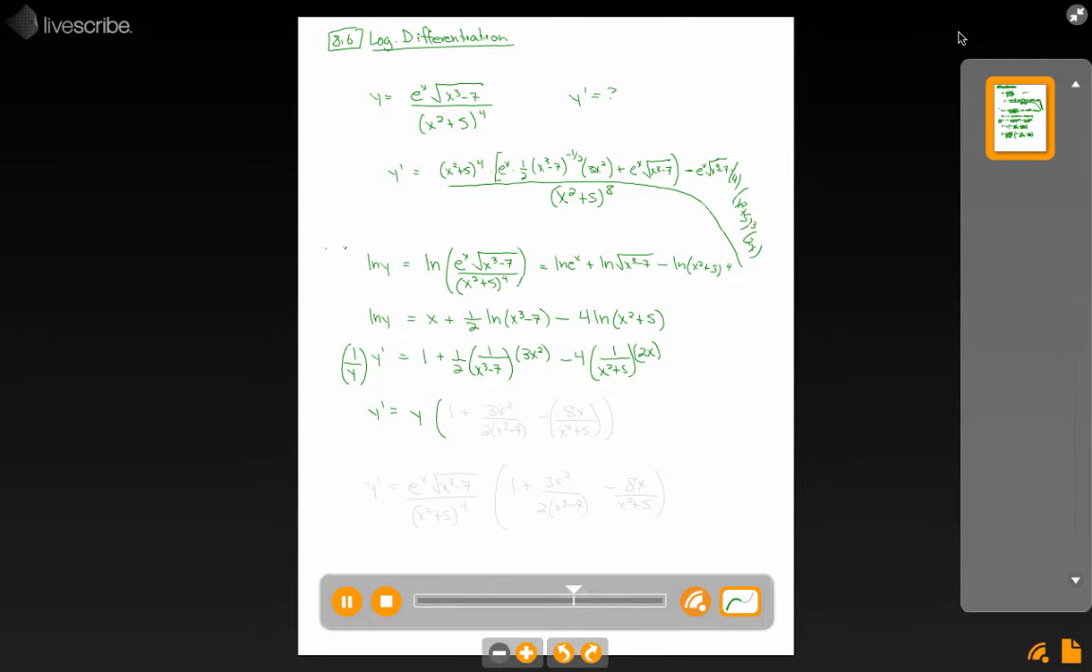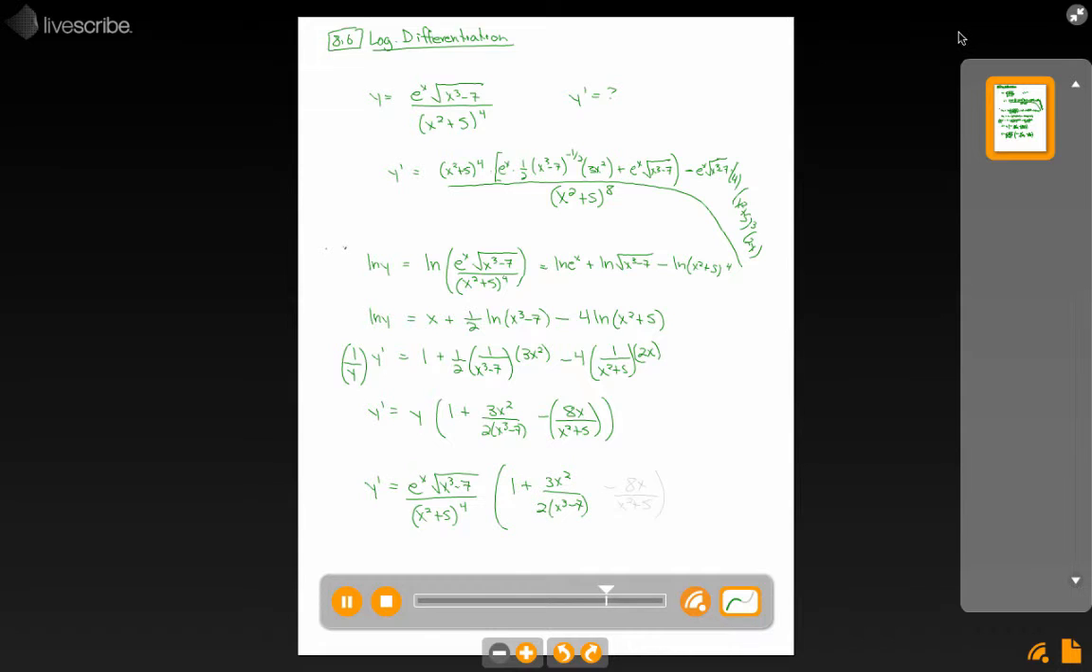So I'd have y times 1 plus, and I could make this look a little neater and tidier, but basically 3x squared over 2 times x cubed minus 7, and then minus 8x over x squared plus 5. Now, if you prefer not to have a y, like if they say find the derivative with respect to x and want it in terms of x, I just go back to the beginning and substitute what y was. So my derivative is the initial function I was given times the stuff that I have in the brackets here.